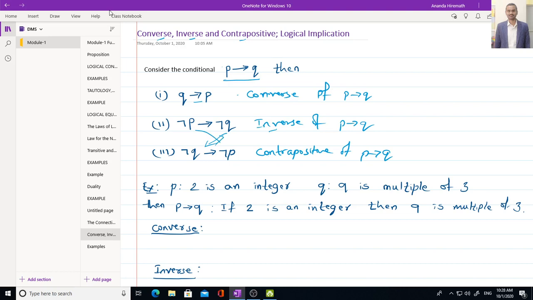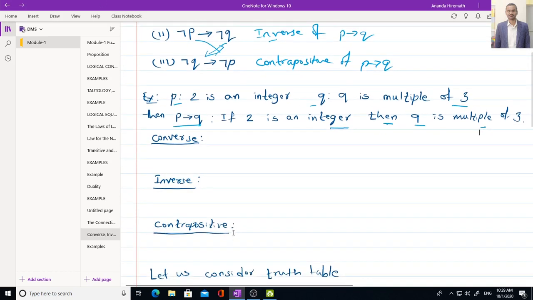Now let us consider one example. P: 2 is an integer, then one more proposition Q: 9 is multiple of 3. These are the two. Now here, this is the conditional. P conditional Q means what? If 2 is an integer, then 9 is multiple of 3. Now there are three possibilities. We may write converse, inverse and contrapositive for these statements.